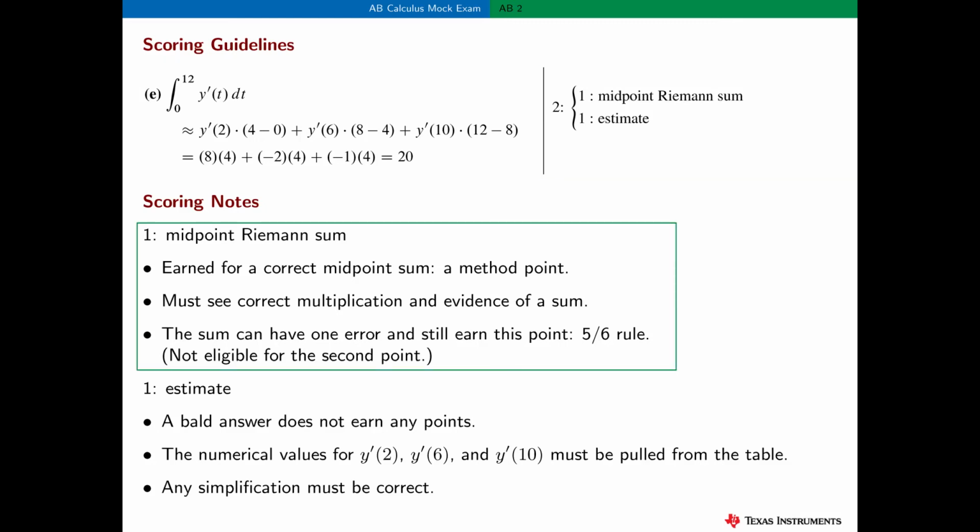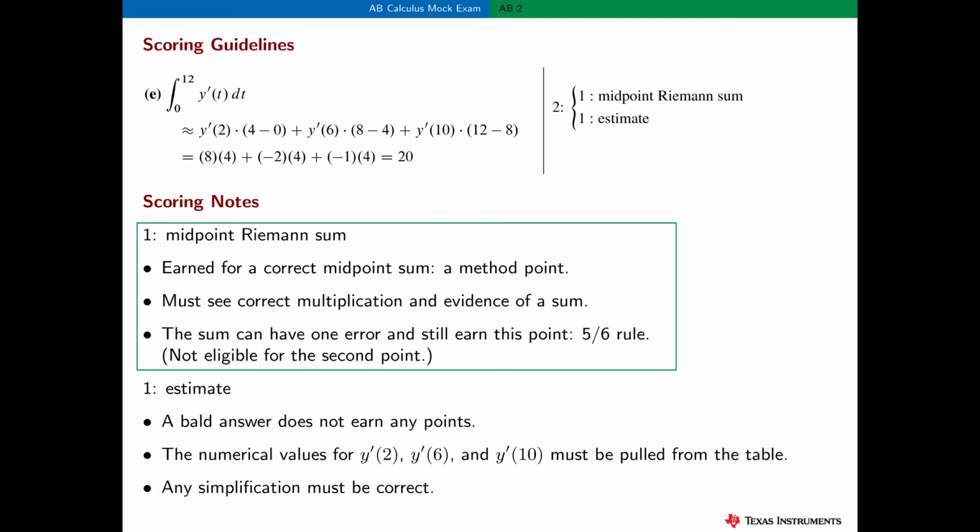Here are some interpretations of these guidelines to help award points and to prepare for problems like this on the next AP Calculus exam. The first point is earned for a correct midpoint Riemann sum. It's kind of a conceptual or a method point. To earn this point, the student must present correct multiplication and evidence of a sum. Now, the sum can have one error and still earn this point.